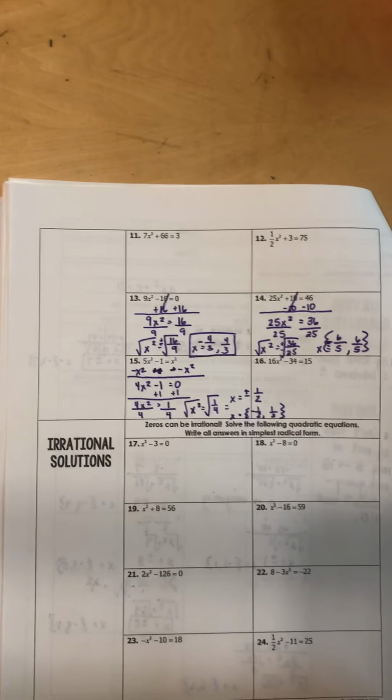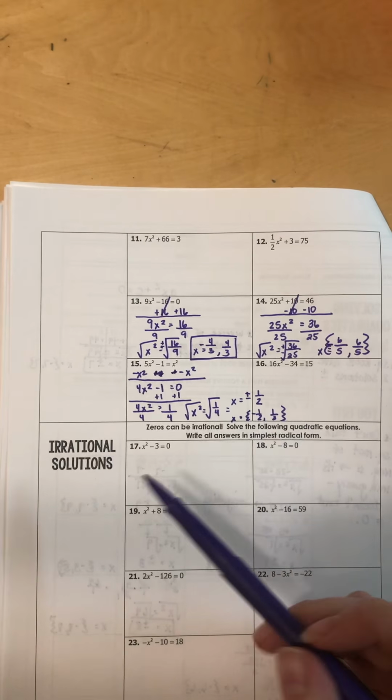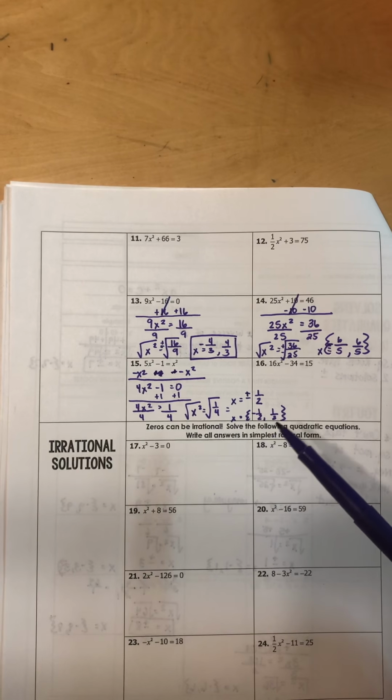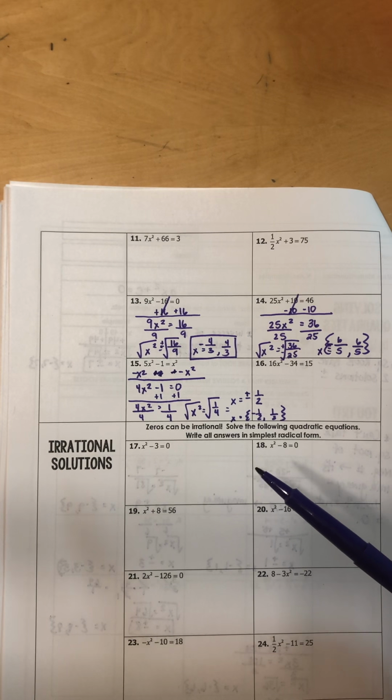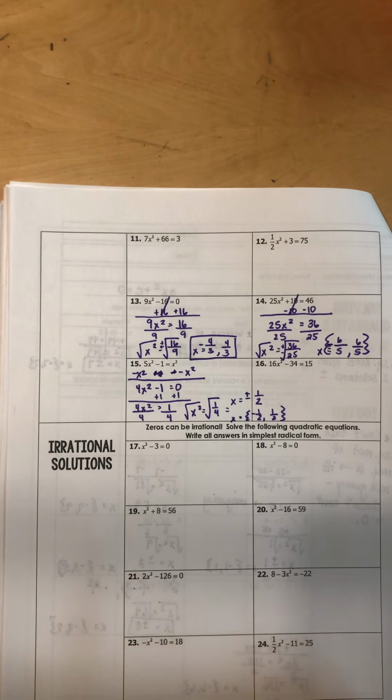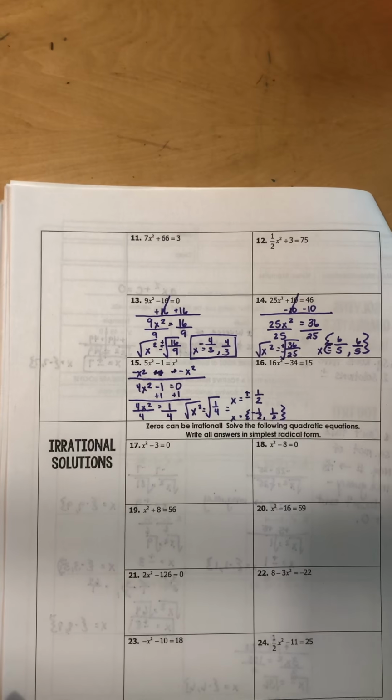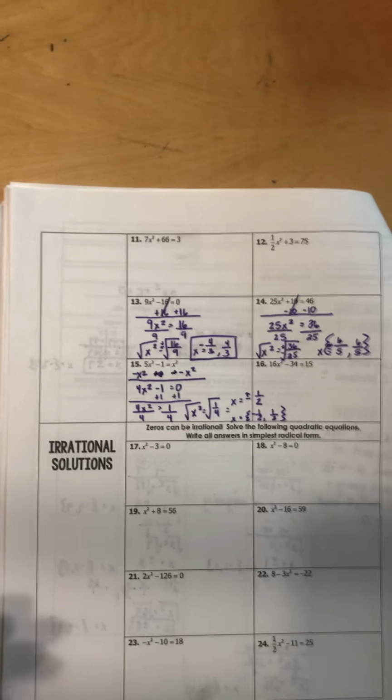All right, let's get into the irrational solutions. So zeros can be irrational. Solve the following quadratic equations. Write down answers in simplest radical form. All right, so if you remember how to simplify radicals, you're going to need that here. So we'll go over that in a second.